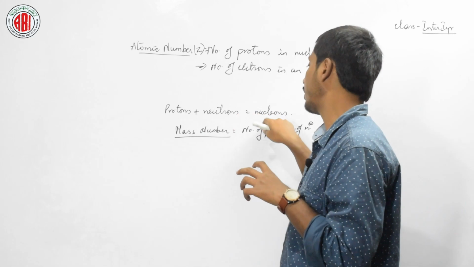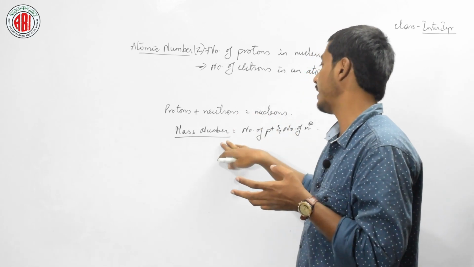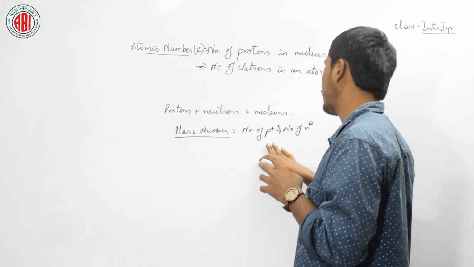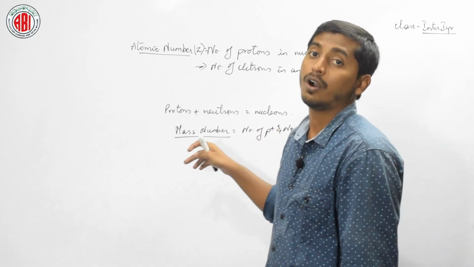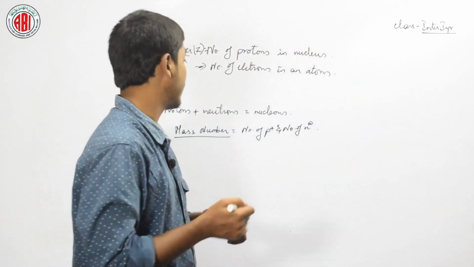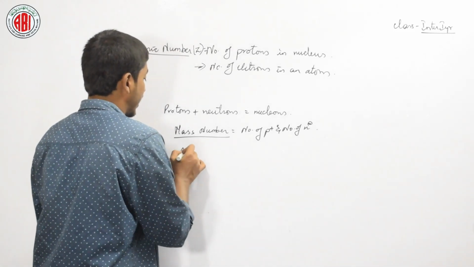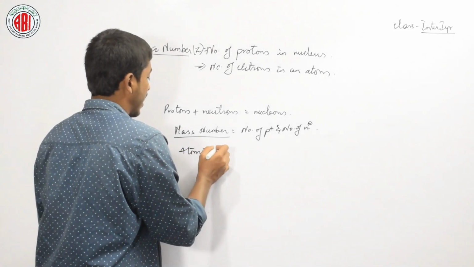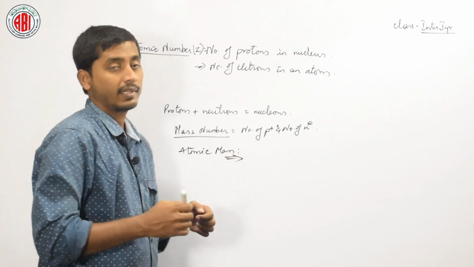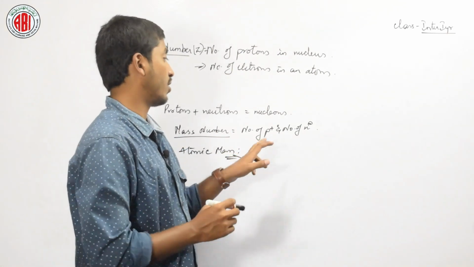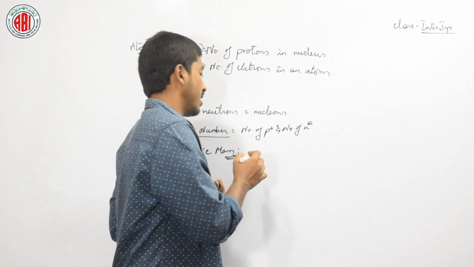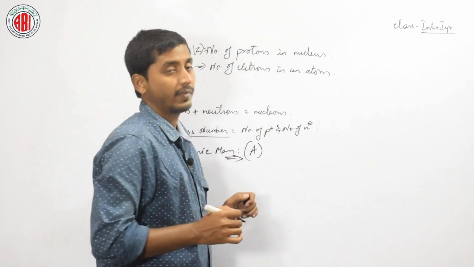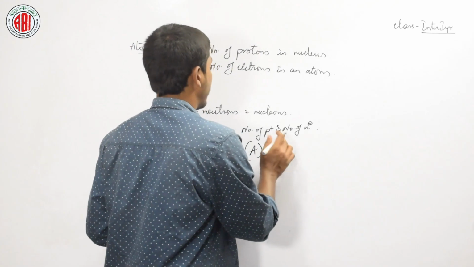Then this number of nucleons, or we can directly say the number of protons and the number of neutrons, is collectively called the mass number, or it can also be called the atomic mass, right. Is it clear? Number of protons plus number of neutrons is nothing but atomic mass. It is usually denoted by A. Is it clear?